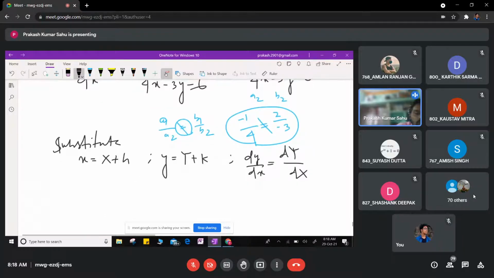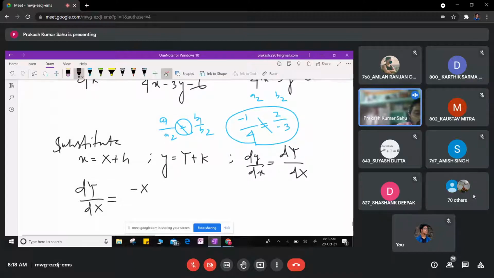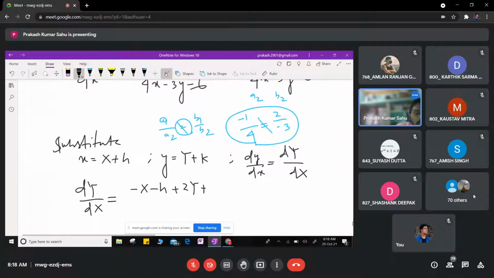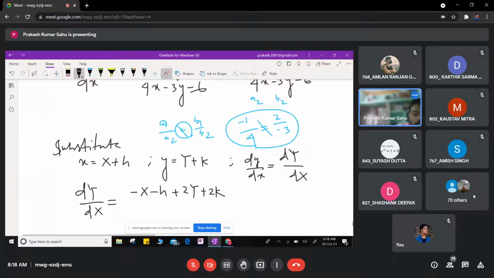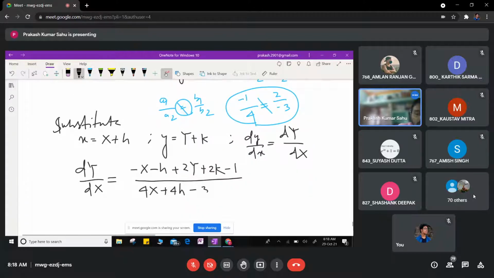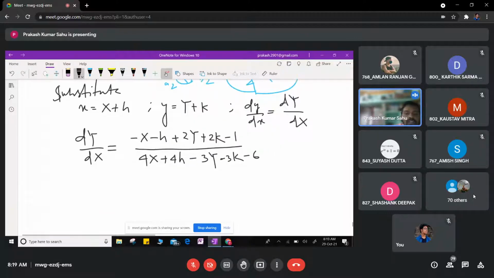So now if you substitute, the differential equation will be what? This capital dy by dx is equal to minus x, so I can write this is minus capital X minus h, then plus 2y, so plus 2 capital Y plus 2k, then minus 1, divided by 4 capital X plus 4h minus 3 capital Y minus 3k, then minus 6.